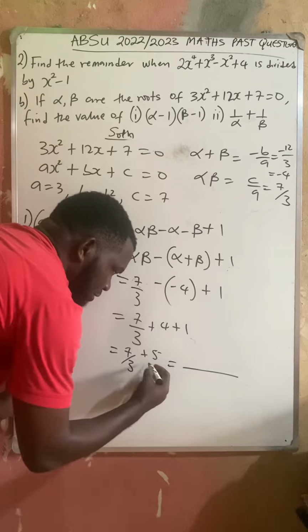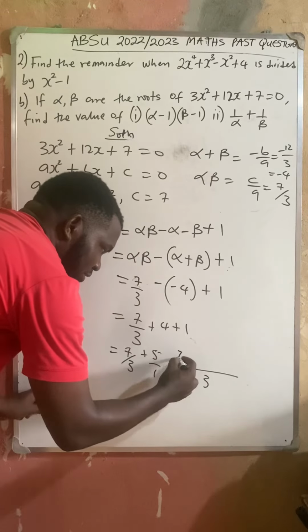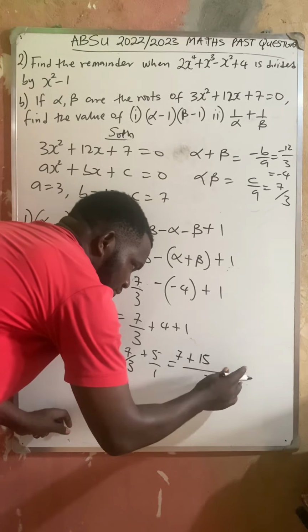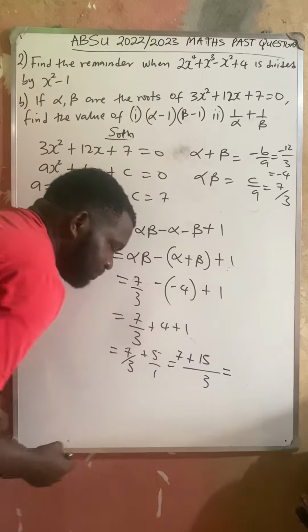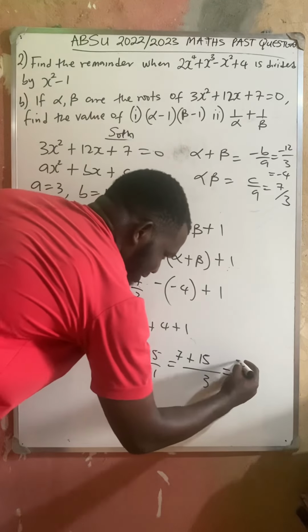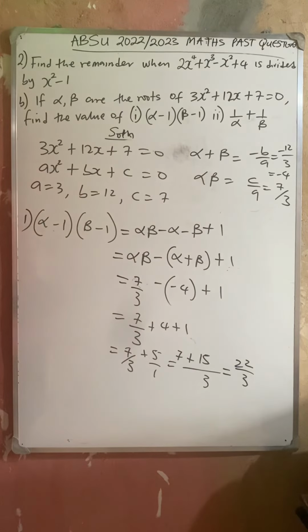So you can find the LCM. The LCM is 3. 3 divided by this is 1. 1 times 7 is 7. Plus 3 divided by 1 is 3. 3 times 5 is what? 15. So my last answer will give me 22. Okay, 22 over 3. Okay, and that is the last answer.